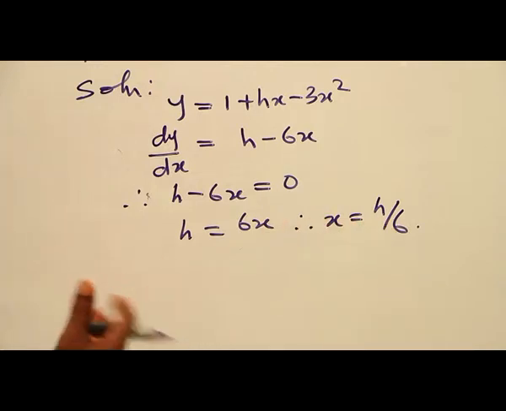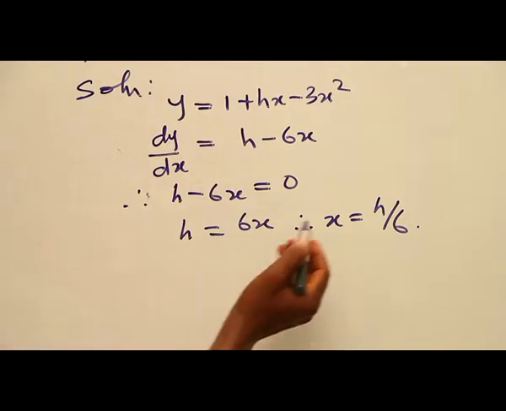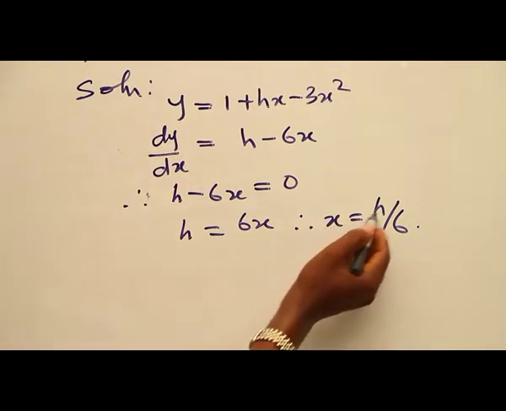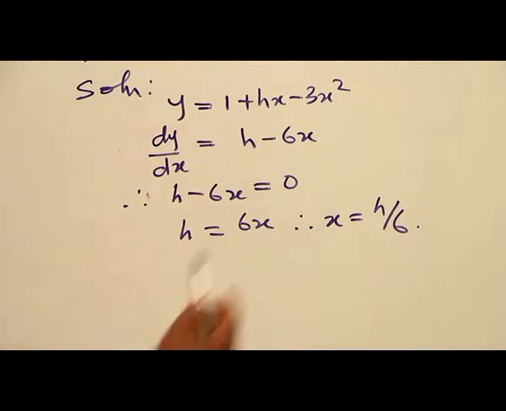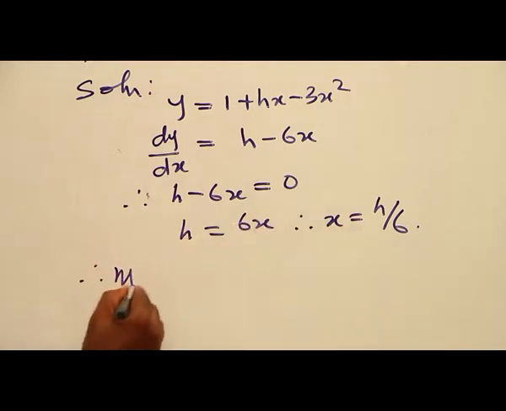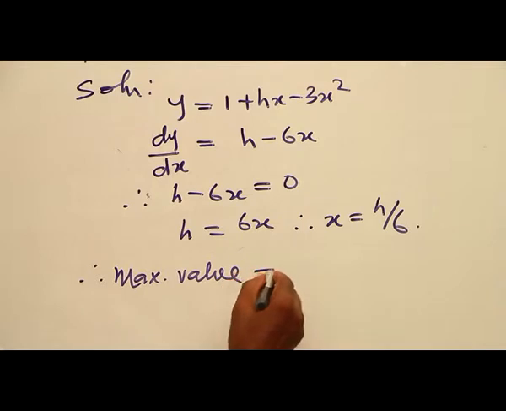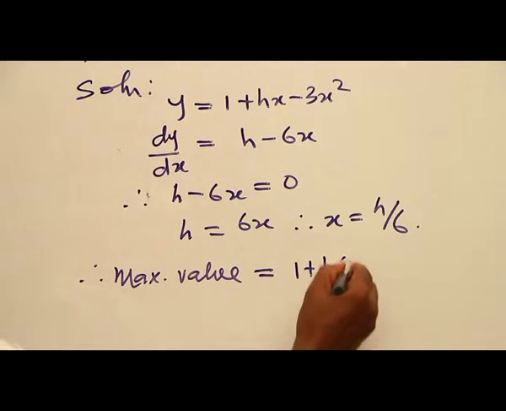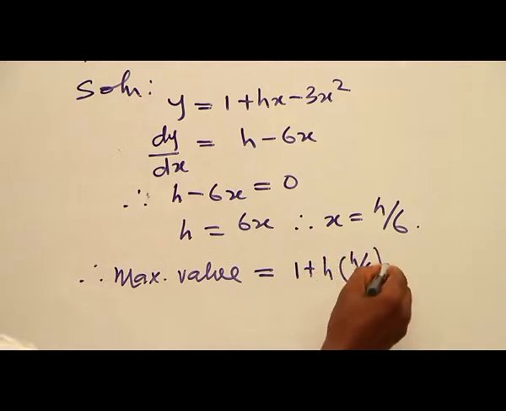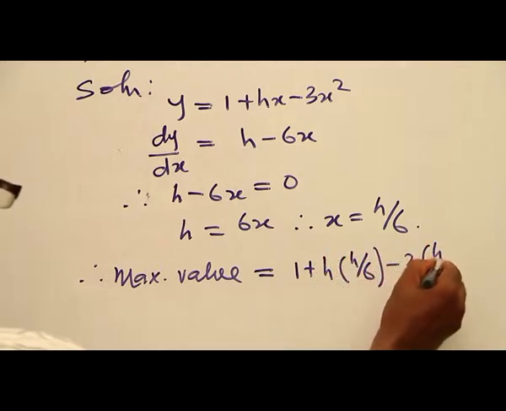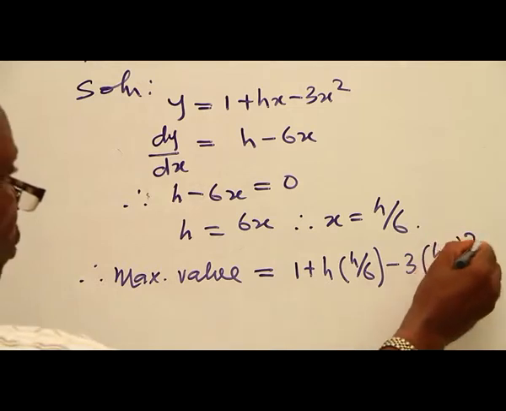And because they're talking about the maximum value, and we have only one value of s, which is h all over 6, we then take it that this is a maximum point. And this will now give you a maximum value. Therefore, the maximum value, given that s is equal to h all over 6, will be equal to 1 plus h times h all over 6 minus 3 into h all over 6 all squared.